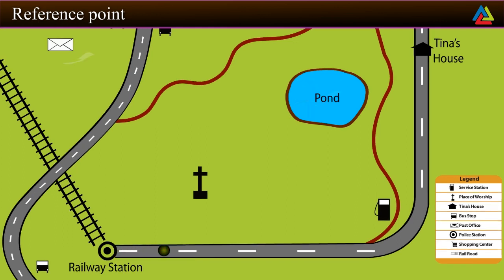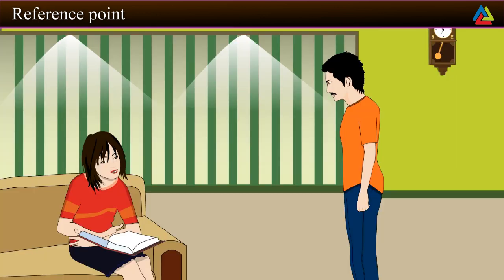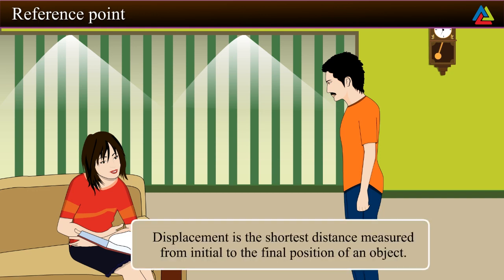Suppose you walk from the railway station to our house. Then you have covered a distance of 2 kilometers. Yes, that is right. But are you actually 2 kilometers away from the railway station? What is the shortest distance of our house from the railway station? I am not sure what the shortest distance is, but it can be less than 2 kilometers. Yes, it is called displacement. Displacement is the shortest distance measured from initial to the final position of an object.